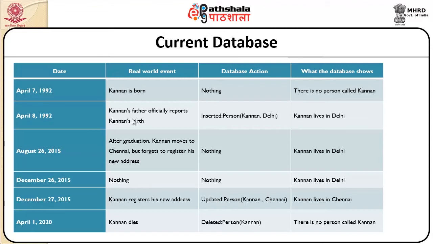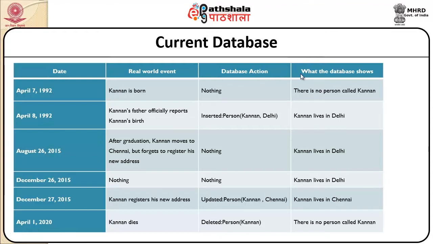So, by considering that in the current database, let us consider, for example, on April 7, 1992, a person is born, let us name him Kannan, and let us think that this has not been updated to the database. So, it is just a transaction that is happening, but then it has not been updated to the database. So, the database has nothing to say about it.